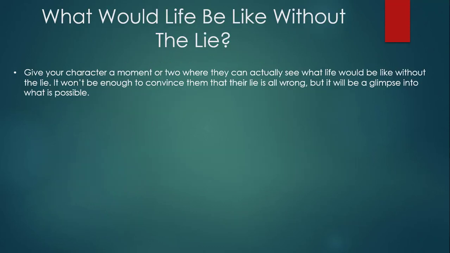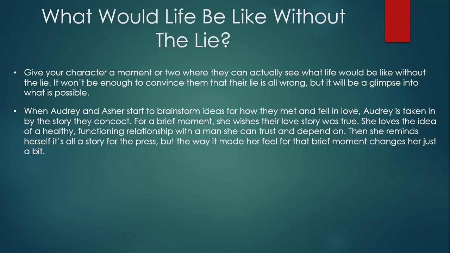The next beat that you need to have within this 25% is what would life be like without the lie? It won't be enough to convince them that their lie is all wrong, but it will be a glimpse into what is possible. When Audrey and Asher start to brainstorm ideas for how they met and fell in love, Audrey is taken in by the story they concoct. So for a brief moment, she wishes their love story was true. Now remember, this is all for appearance. So they have to put on a good show for the paparazzi, and they have to make sure that they're on the same page. They can't have different stories. So they're trying to brainstorm, make sure that their stories are consistent with one another.